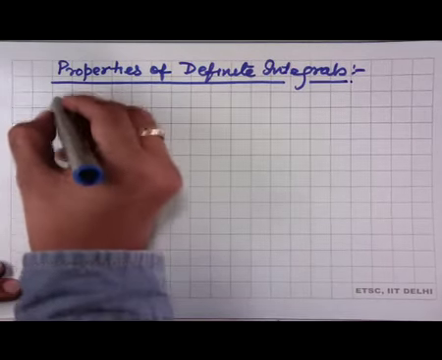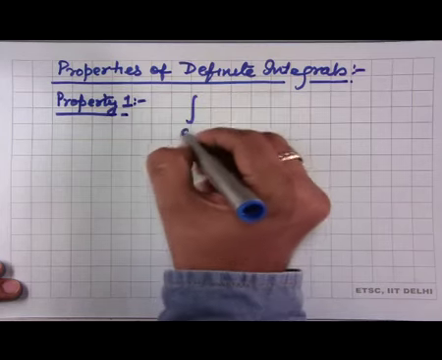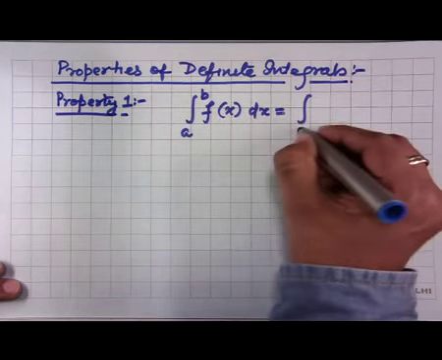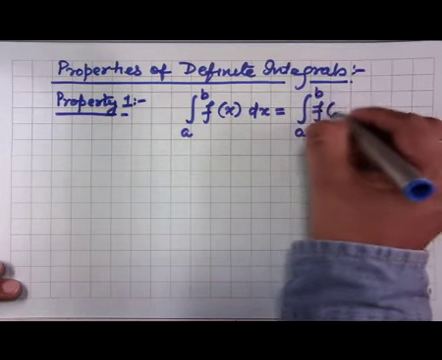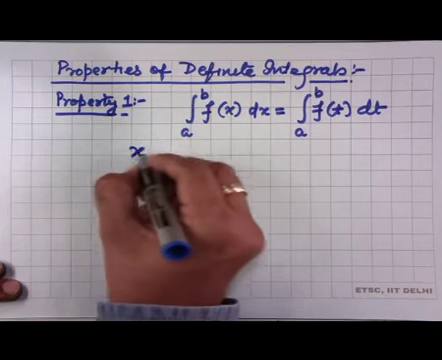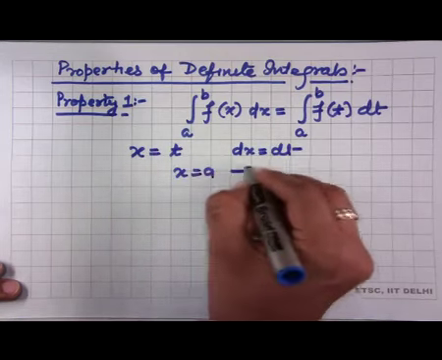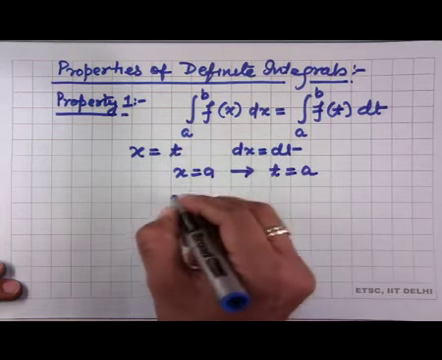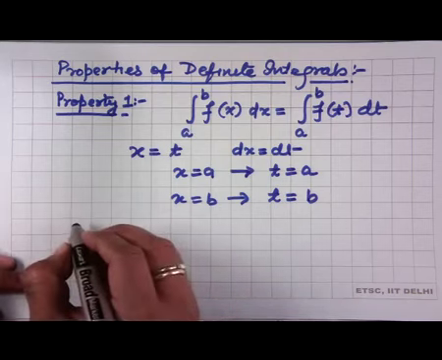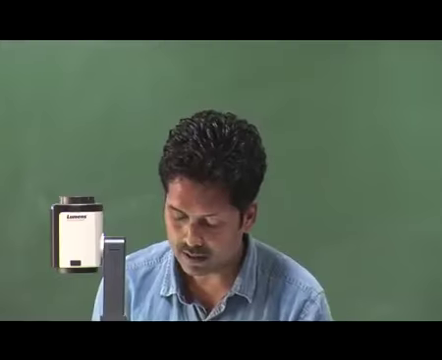Property 1. This property says that changing the variable from x to t does not affect the integral at all. So, the proof of this property is one line, provided you assume that x is t. So, dx will be dt, and x equals to a will be replaced by t equals to a, and x equals to b will be replaced by t equals to b. And hence we have property 1. Let us see property number 2.